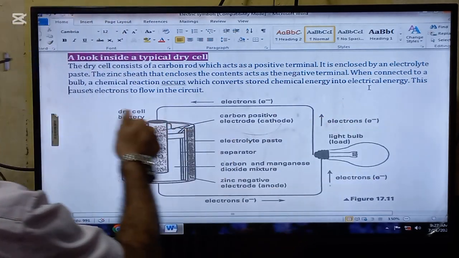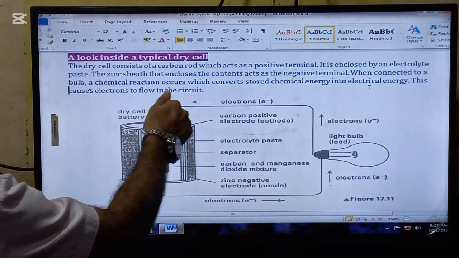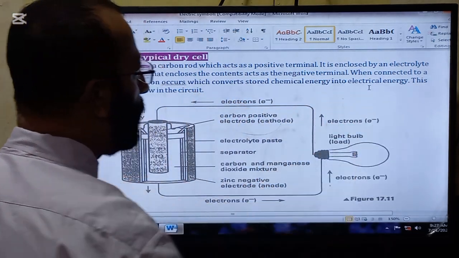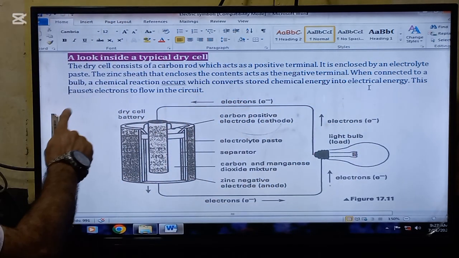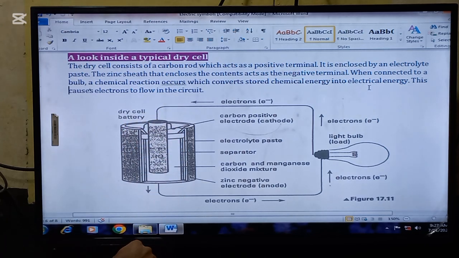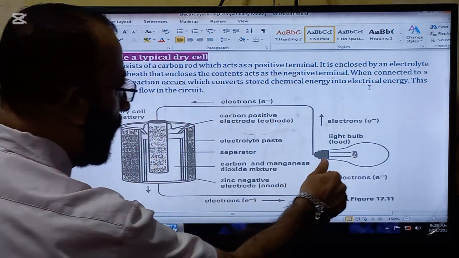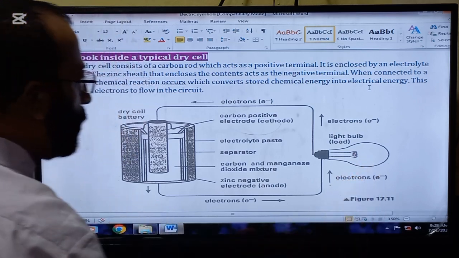When connected to a bulb, a chemical reaction occurs which converts stored chemical energy into electrical energy. This causes electrons to flow in this circuit. So electrons flow and the bulb will light up.